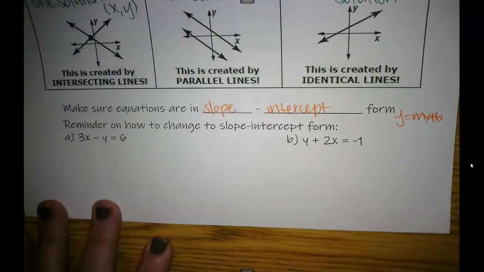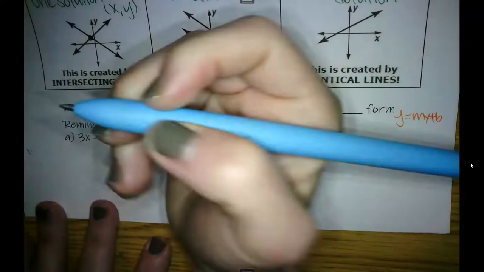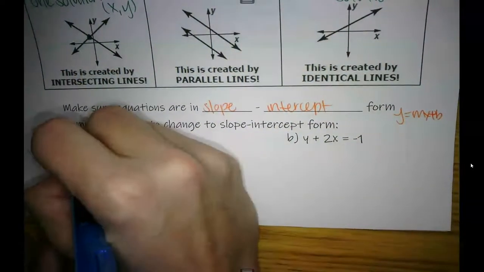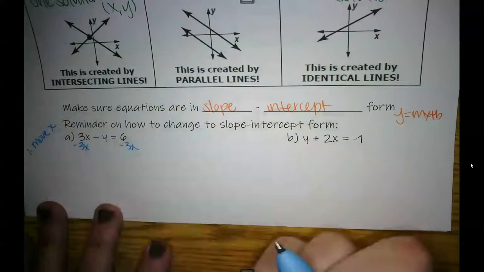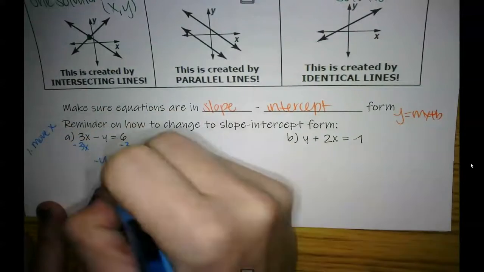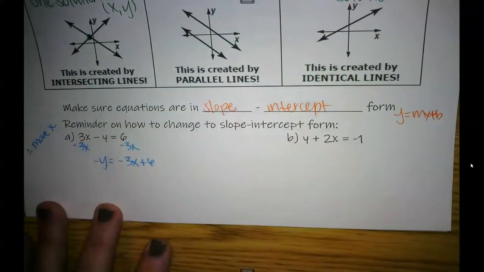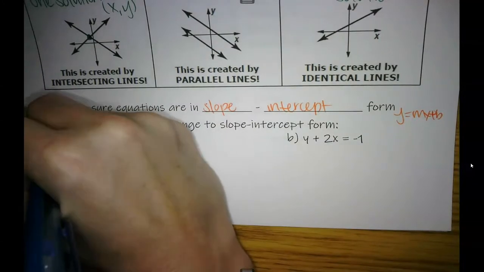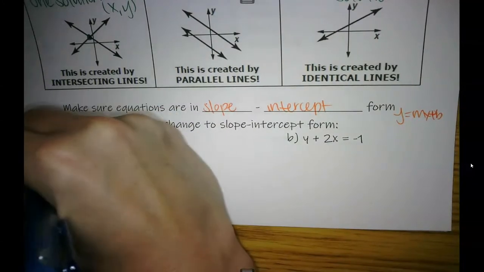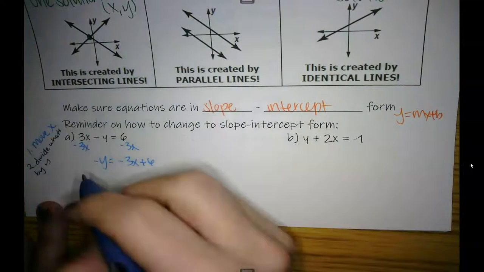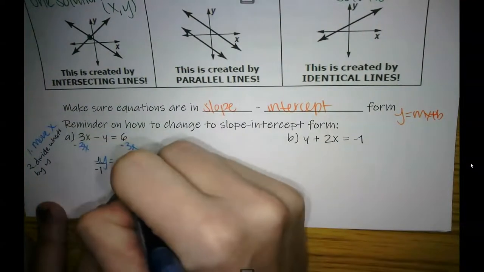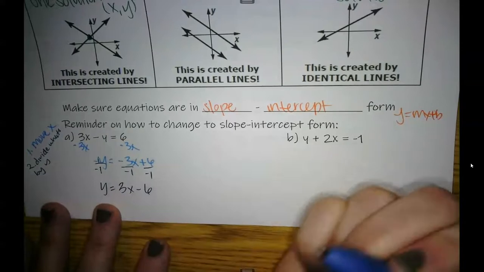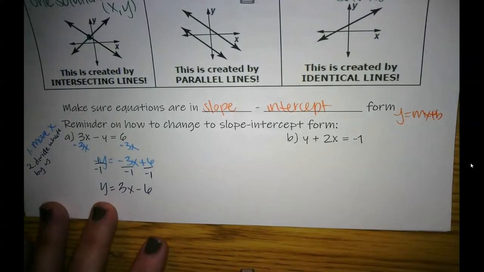We want y by itself. So our first step is to move the x. It's positive 3x, so we're going to subtract 3x on both sides. Negative y equals negative 3x plus 6. Remember, we can't combine those. And our second step is to divide by what's in front of the y. This is a negative, remember, an understood 1, so we're going to divide everything by negative 1. So y equals 3x minus 6. Move the x, divide by what's in front of the y.